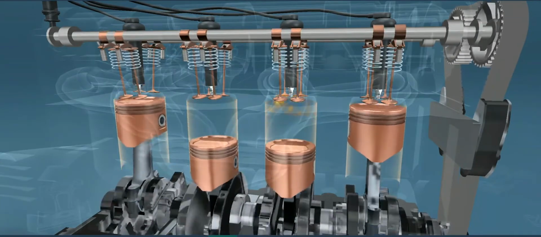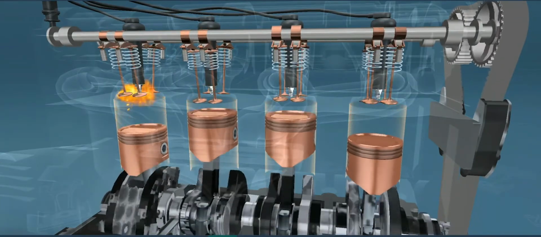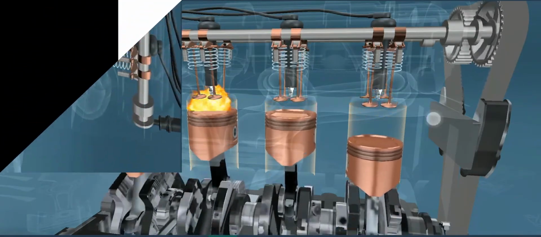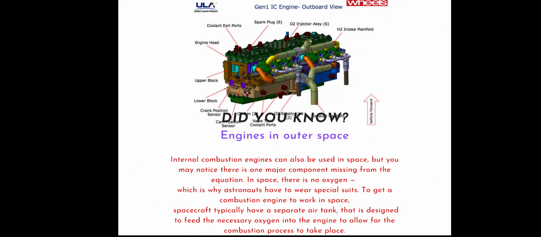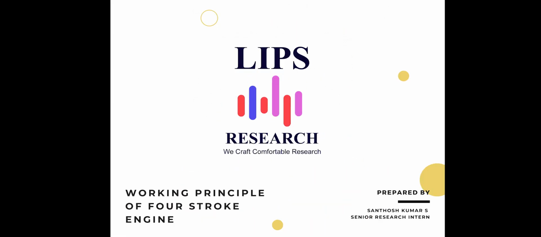Before we go to the conclusion, we will see an interesting fact. Engines in outer space. Internal combustion engines can also be used in space, but you may notice there is one major component missing from the equation. In space, there is no oxygen, which is why astronauts have to wear special suits to get a combustion engine to work in space. Spacecraft typically have a separate air tank that is designed to feed the necessary oxygen into the engine to allow for the combustion process to take place.